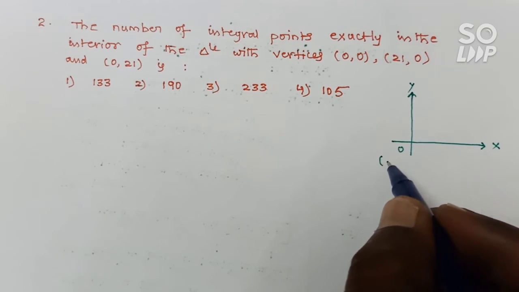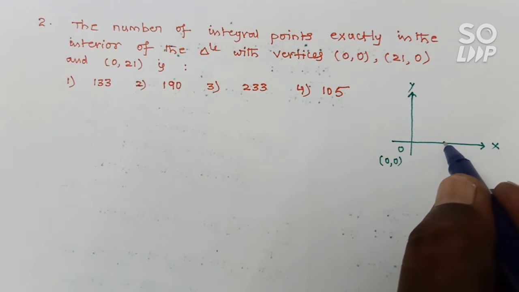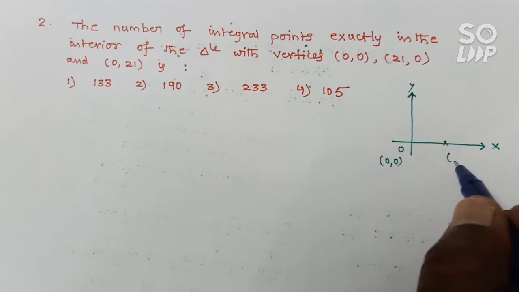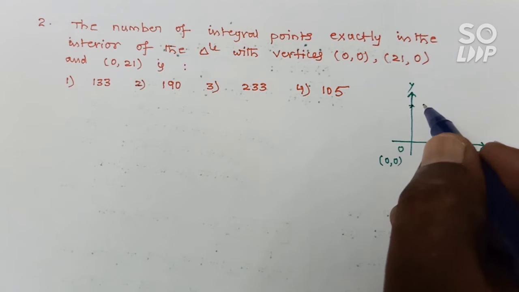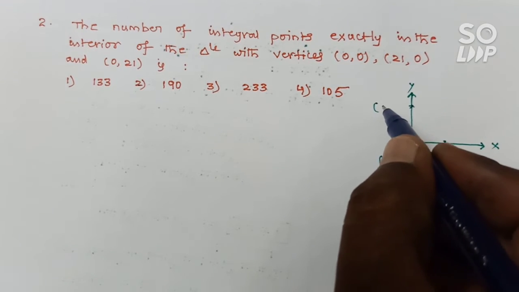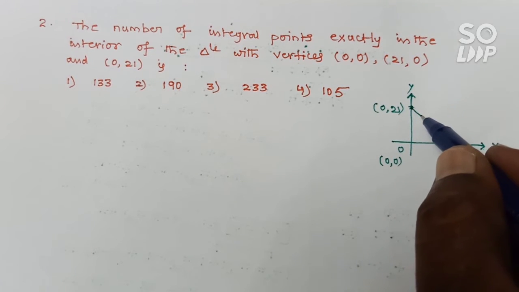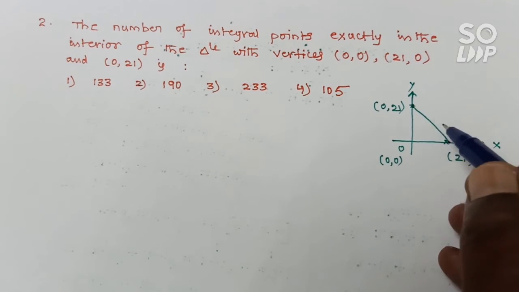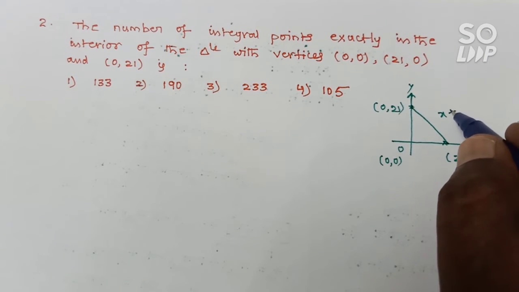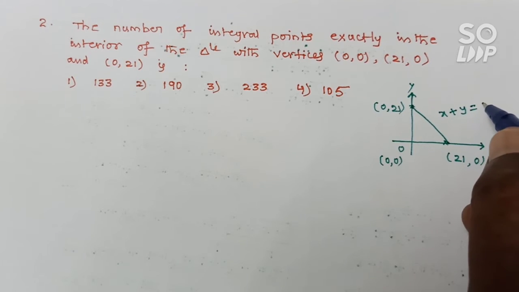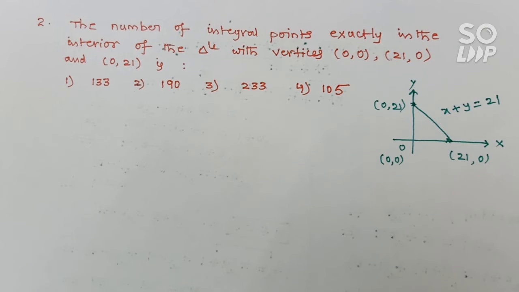Here one vertex is the origin (0, 0), another vertex is (21, 0), which lies on the x-axis, and another point is (0, 21), which lies on the y-axis. By joining these 2 points you will get a line in the intercept form. So this equation will be x plus y is equal to 21.